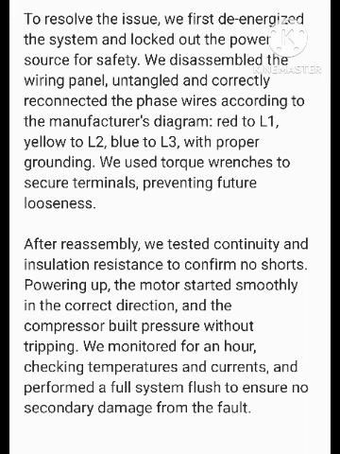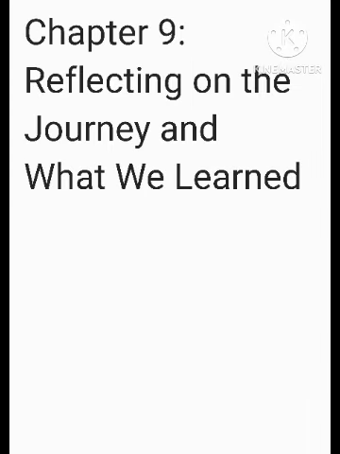After reassembly, we tested continuity and insulation resistance to confirm no shorts. Powering up, the motor started smoothly in the correct direction, and the compressor built pressure without tripping. We monitored for an hour, checking temperatures and currents, and performed a full system flush to ensure no secondary damage from the fault.